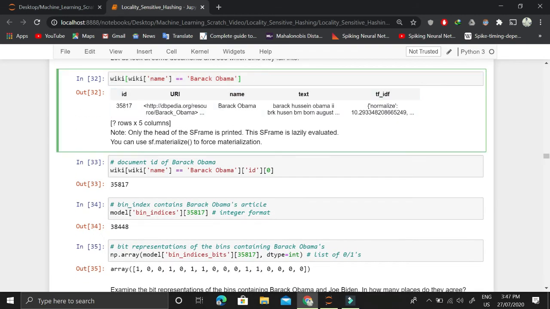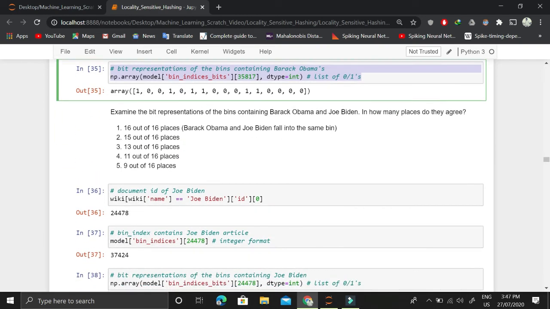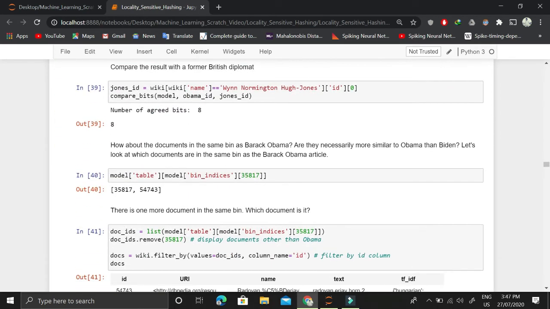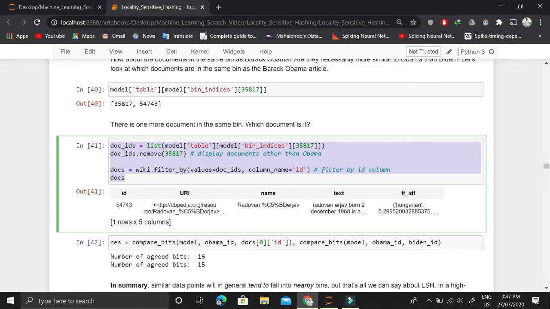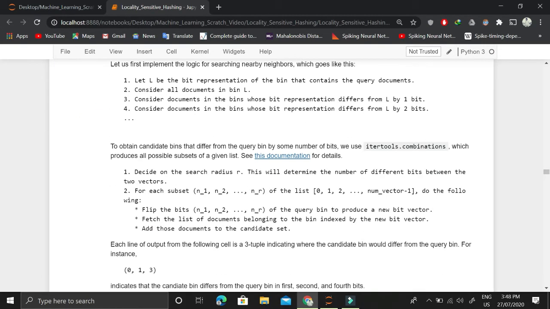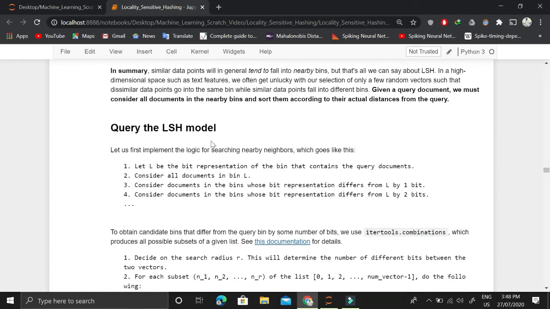Then this is just getting out Barack Obama and looking at the document and the binary representation of that document, and then comparing it with Joe Biden, as I have already explained, the number of bits, the number of agreed bits. This is just exploring what we have done till now. All of these lines are simply exploring and applying these functions. There is one part left that we have to complete, and that is querying this LSH model, locality sensitive hashing model, by searching even the nearby neighbors.